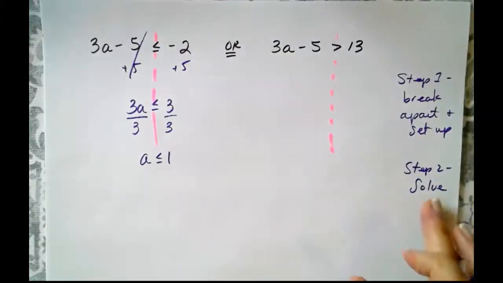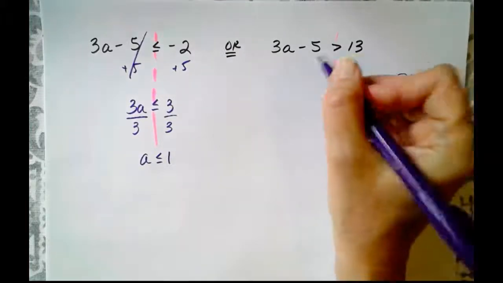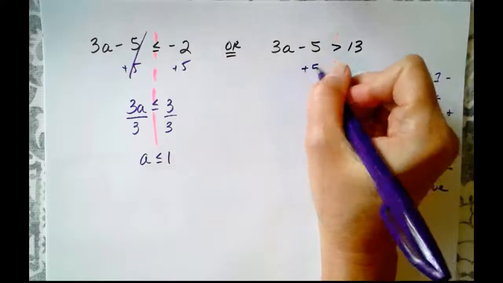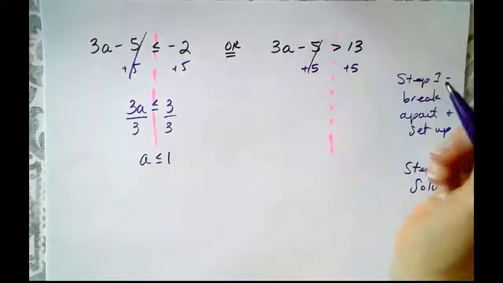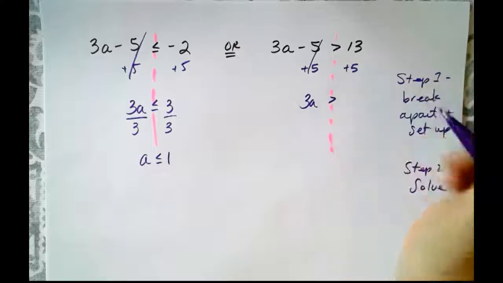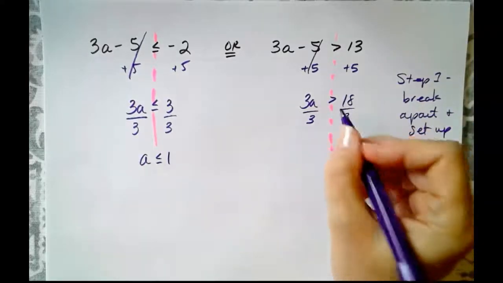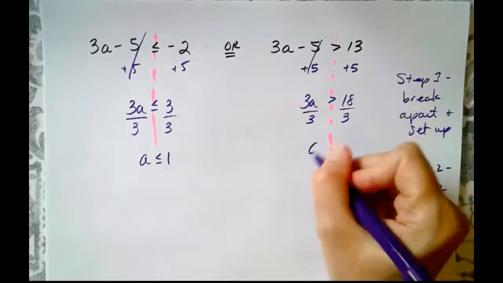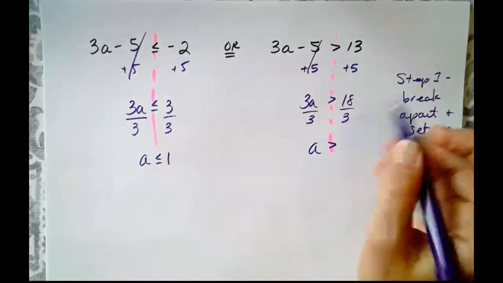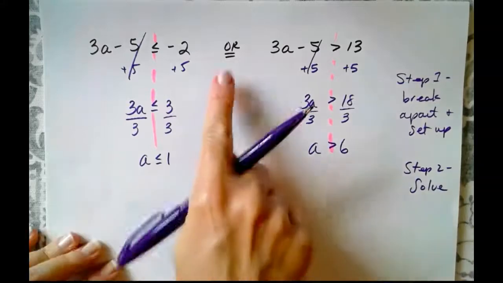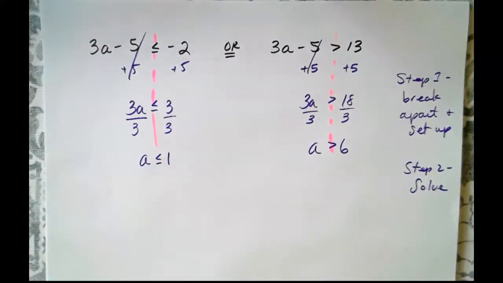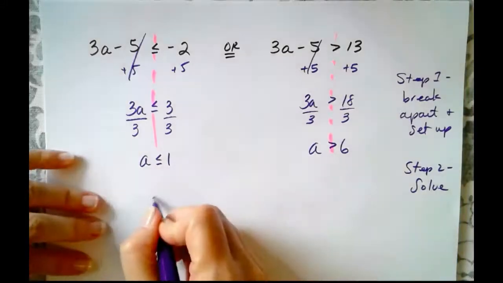Solve the other side. Remember, we're solving both of the inequalities because this is a compound inequality. +5, +5, 5's cancel. 3a is greater than 18. Once again, we're dividing by 3, a +3, so the inequality sign stays the same. A is greater than 18 divided by 3 is 6. This is an OR situation, one or the other. This is going to be a disjunction. This is going to be a union of two completely opposite sets of numbers.